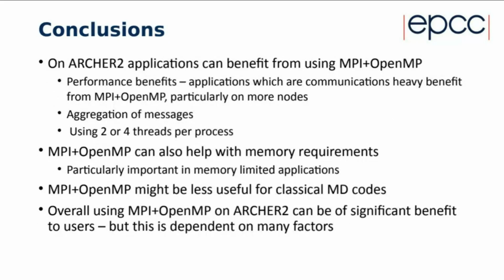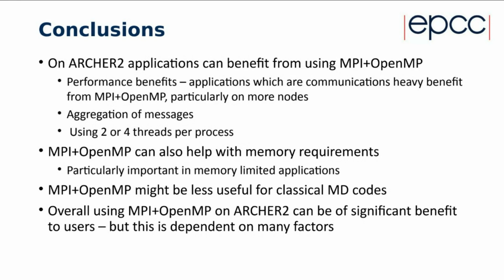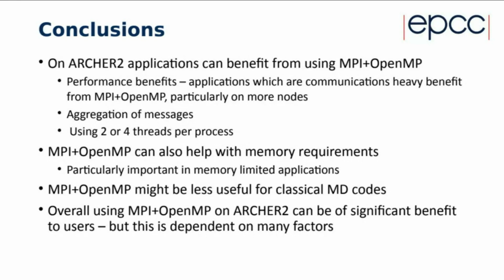Okay, so to conclude, on ARCHER2 applications can benefit from MPI plus OpenMP. This is what I've seen. There are performance benefits. Usually when you've got applications that are very communications heavy, this can help when you're running on multiple nodes and the MPI comms start to dominate. This is because the messages get aggregated and you're sending fewer internode messages. In this case, using 2 or 4 threads per process has typically been shown to be good.